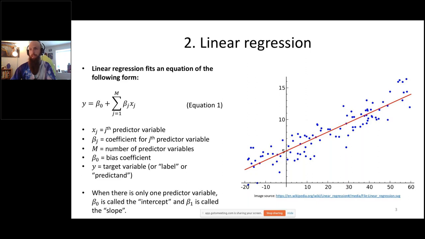Y, which is the one thing on the left-hand side, is the target variable. Sometimes people call that the label. Sometimes people call that the predictand. It's the thing you're trying to predict. And then capital M is the number of predictor variables. Like I said, that's usually more than one. X subscript j is the jth predictor variable, and beta subscript j is the coefficient for the jth predictor variable. So this is just a weighted sum of all your predictor variables plus that beta naught, the bias coefficient. Say you have 3 predictor variables and the coefficients for them are 2, 4, and 8. You're going to have 2 times x1 plus 4 times x2 plus 8 times x3 if you expand out this sum.